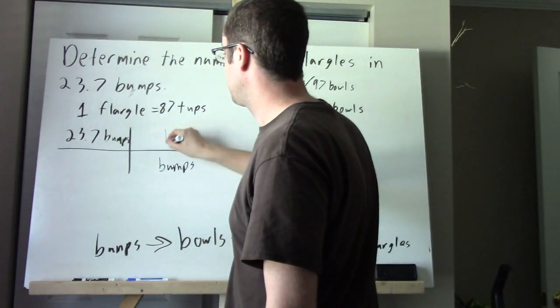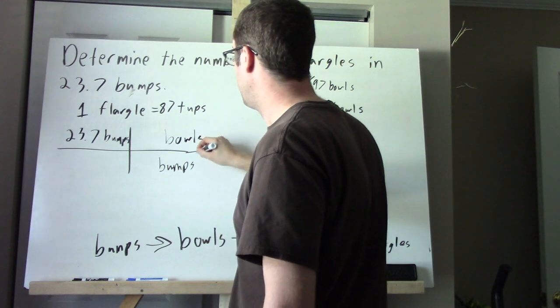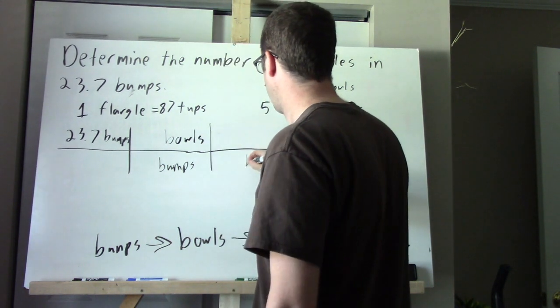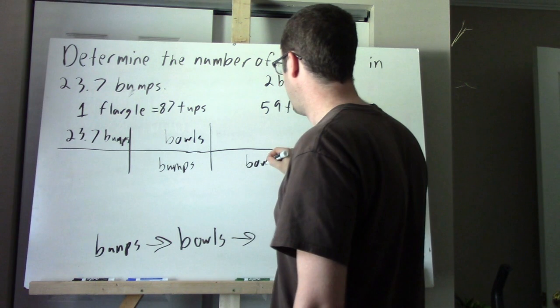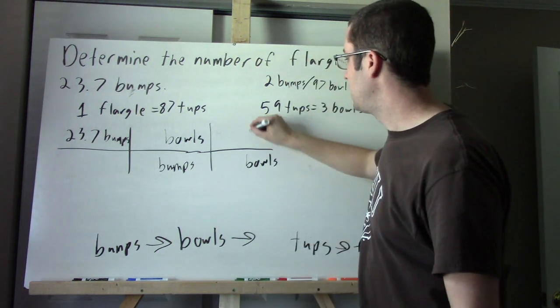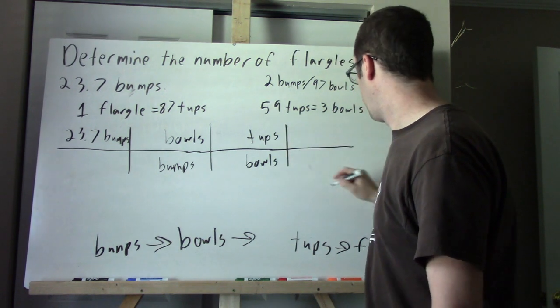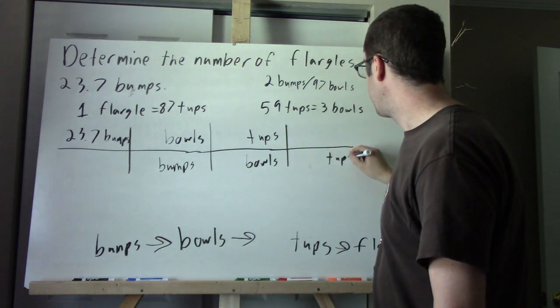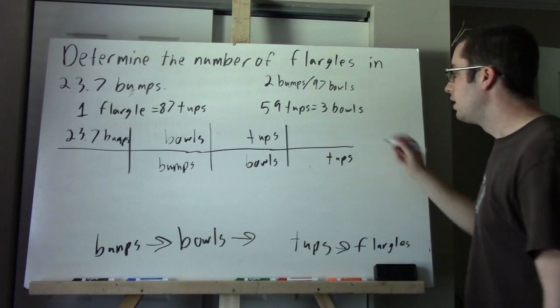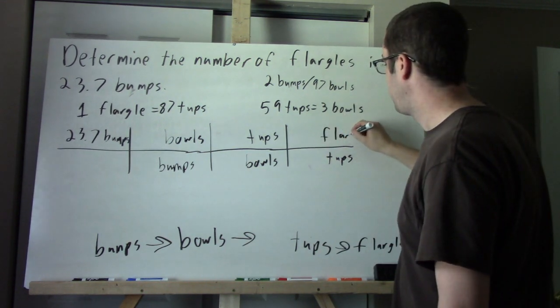So I know bowls will go up there. Then of course it automatically comes down. Tups is the next unit on my roadmap. And then it automatically comes down because that's not our final unit. And then we can get to flargles.